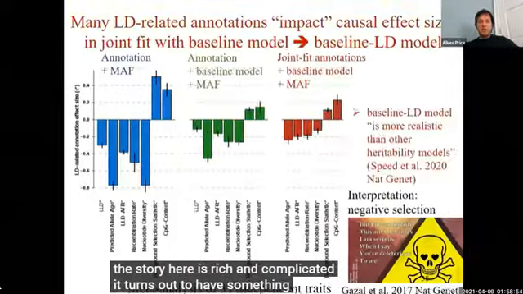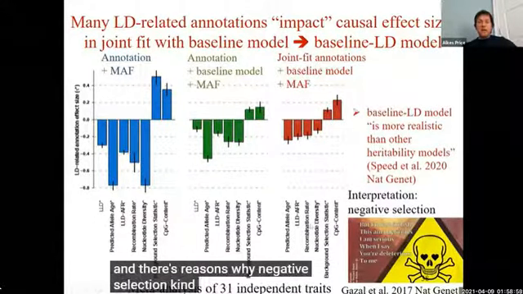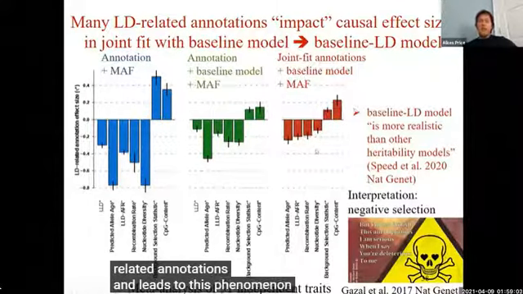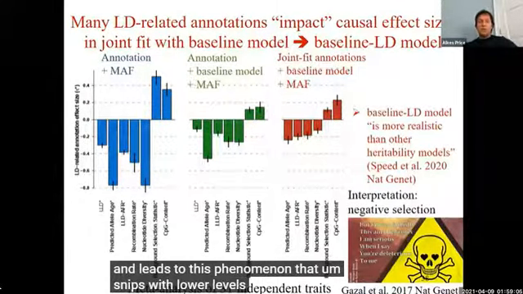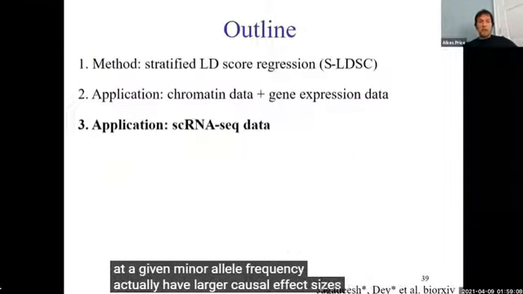It turns out to have something to do with negative selection. And there are reasons why negative selection plays into these LD-related annotations and leads to this phenomenon that SNPs with lower levels of LD at a given minor allele frequency actually have larger causal effect sizes.